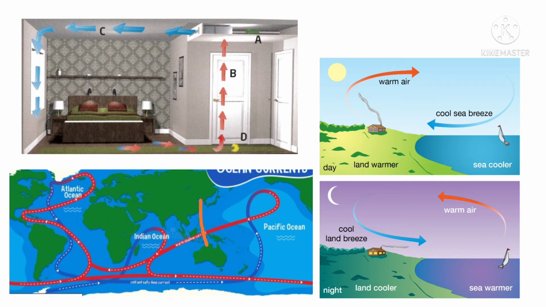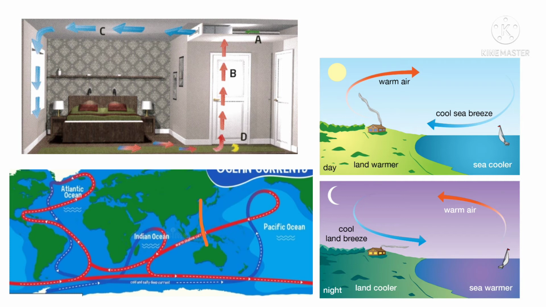So, some applications of convection currents. Now, what are those applications? Ventilation in rooms, land and sea breeze, and ocean currents. So, we are going to understand these three topics. First topic is ventilation in rooms.